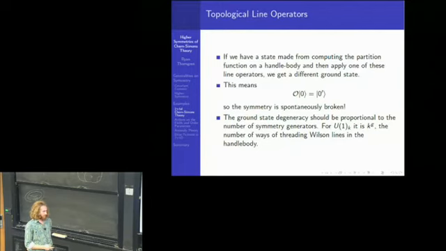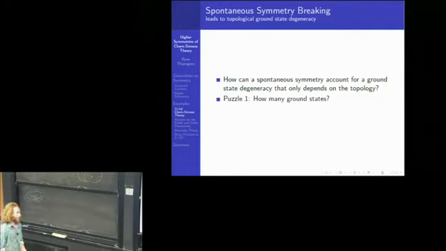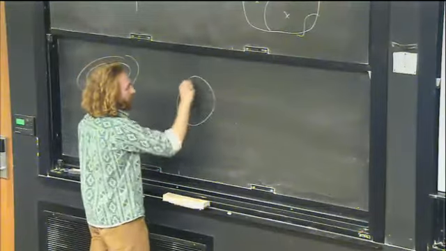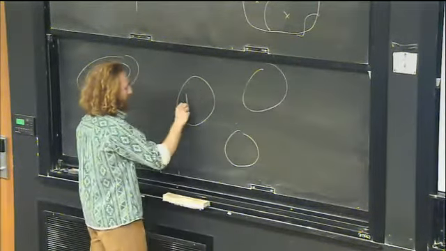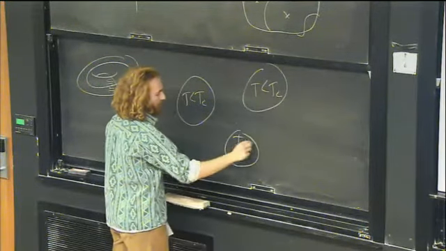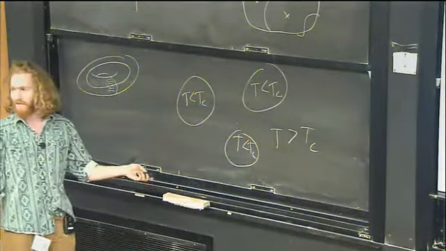Right, so the ground state degeneracy should be proportional to the number of symmetry generators. But here, this is a very weird quantity to think about in terms of symmetry generators. How can a spontaneous symmetry account for ground state degeneracy that depends on the topology in this way? So I have a puzzle for you, which is, suppose I have an Ising model on the blackboard, and I have 3 blobs where the temperature is less than the critical temperature. And then I have everything else. The temperature is above the critical temperature. How many ground states?